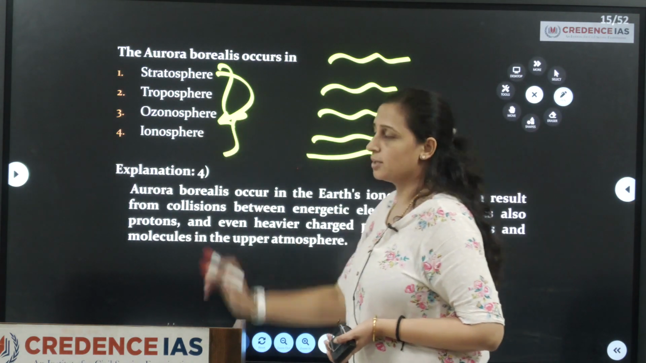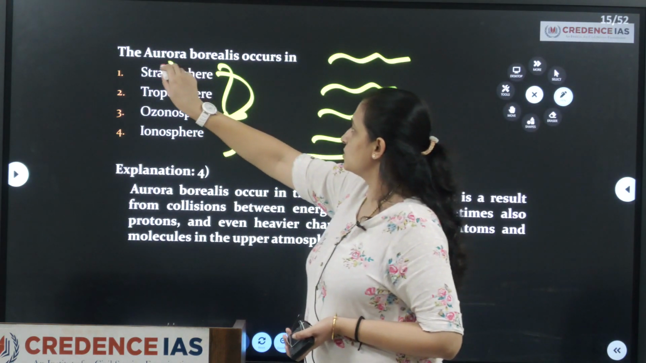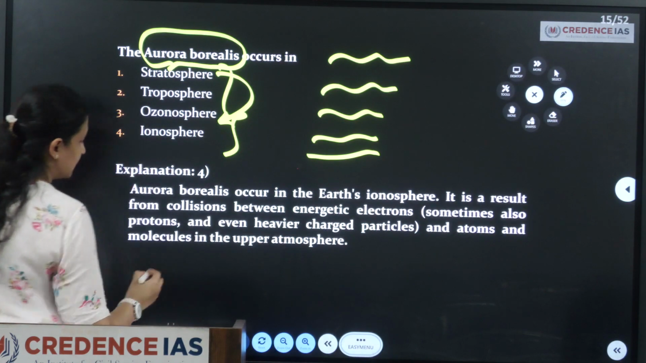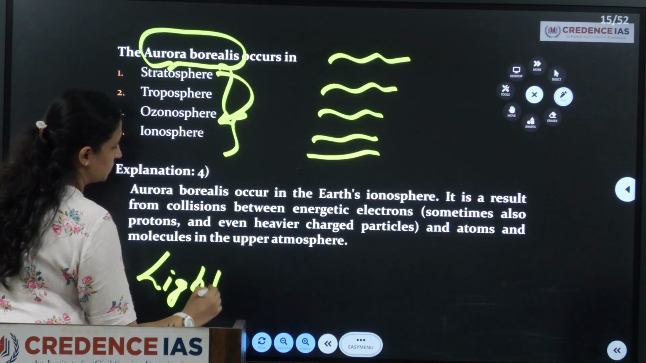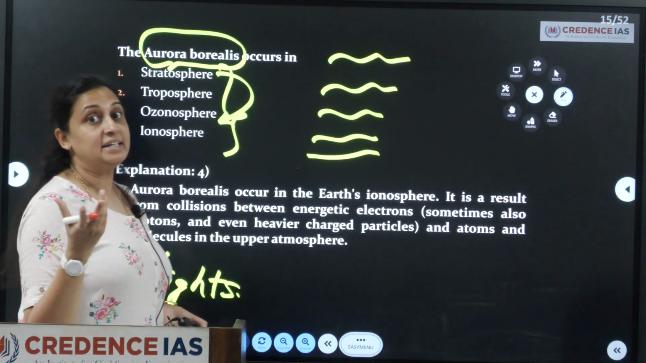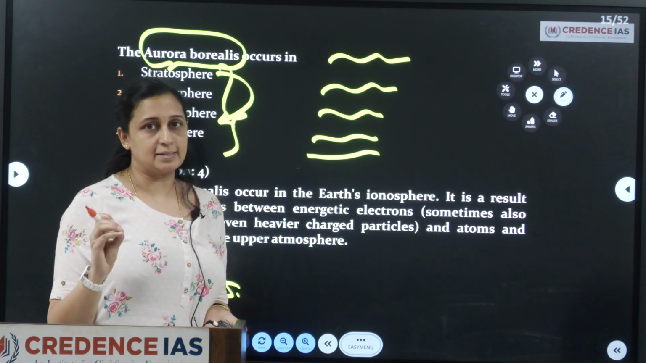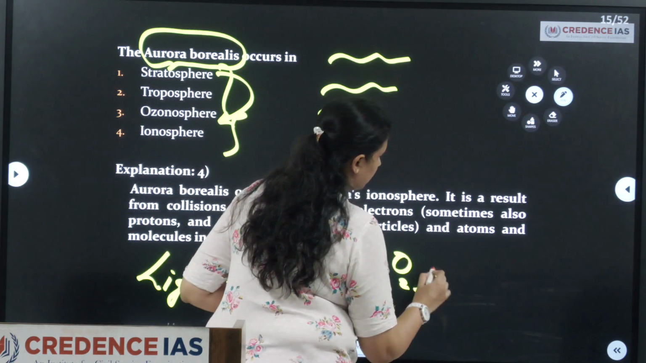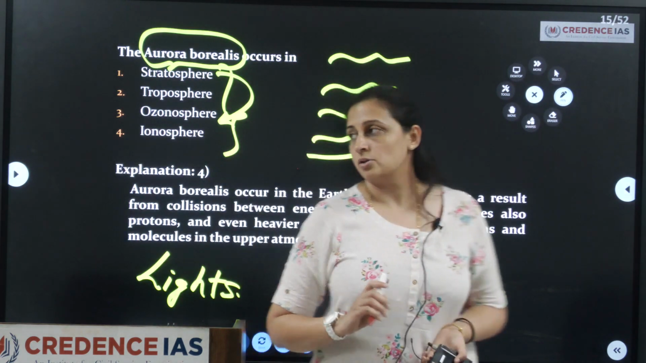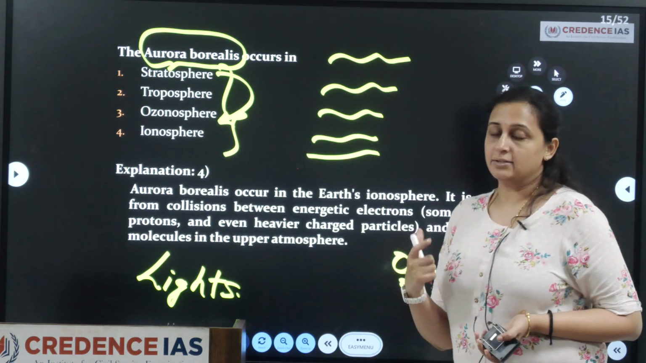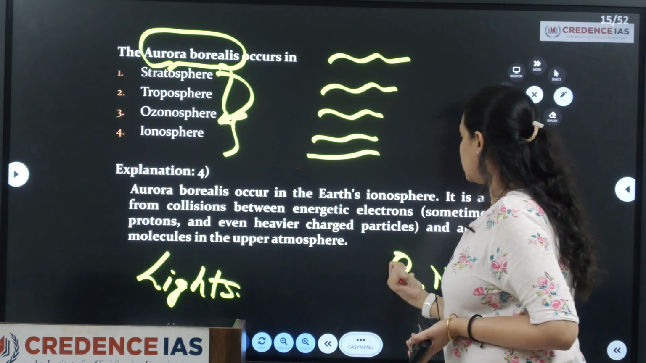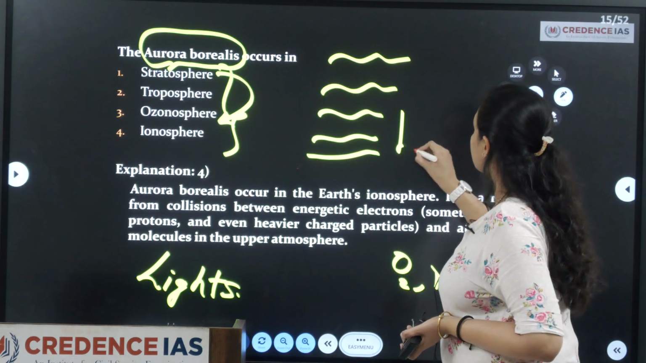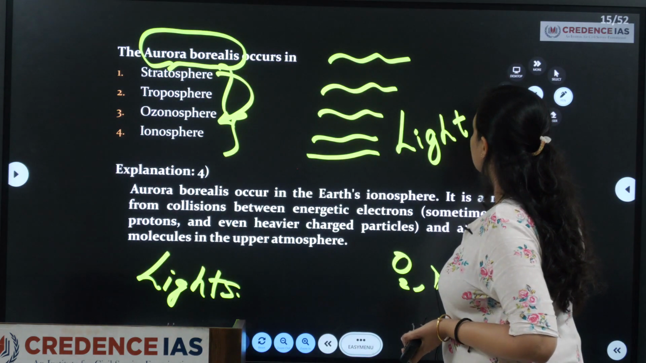Okay. Now troposphere and ionosphere. Now aurora borealis. What is aurora borealis? Okay. Auroras are the lights that appear in the Earth's atmosphere mainly due to interaction of electrically charged particles called ions and the atmospheric gases oxygen and nitrogen present in our atmosphere. Okay. So the ions or electrically charged particles interact with the atmospheric gases of oxygen and nitrogen to give the colorful lights in the sky called the auroras.